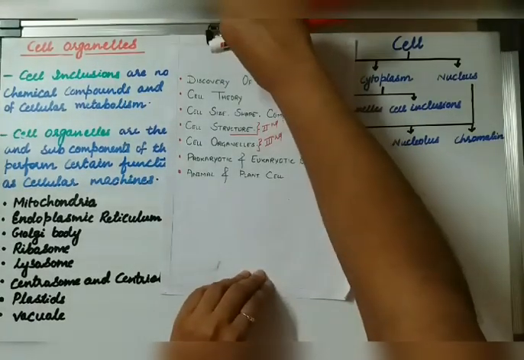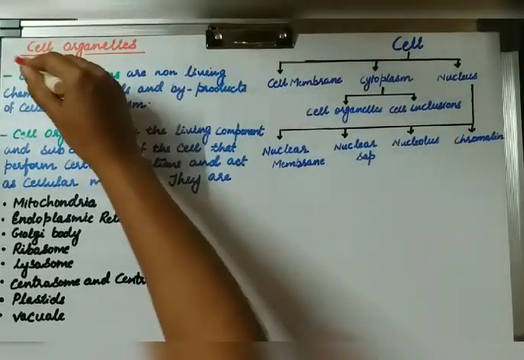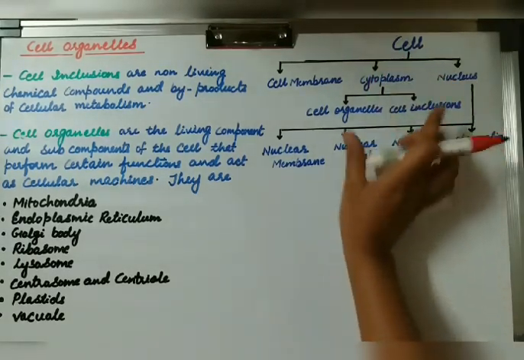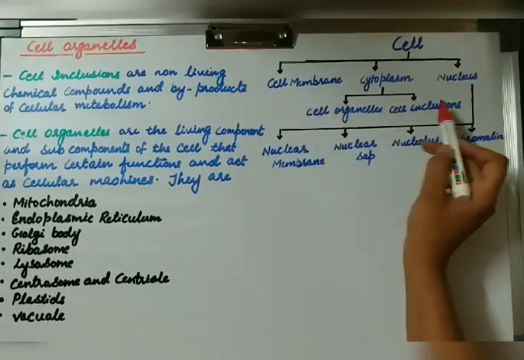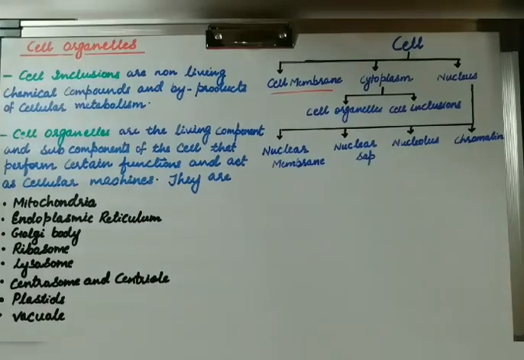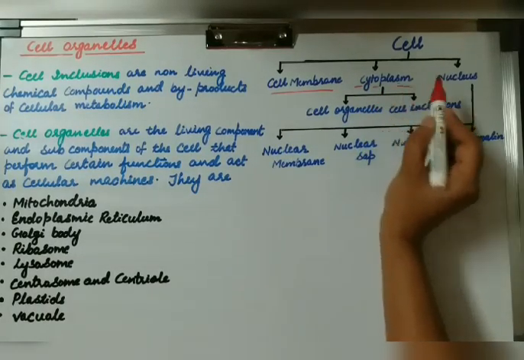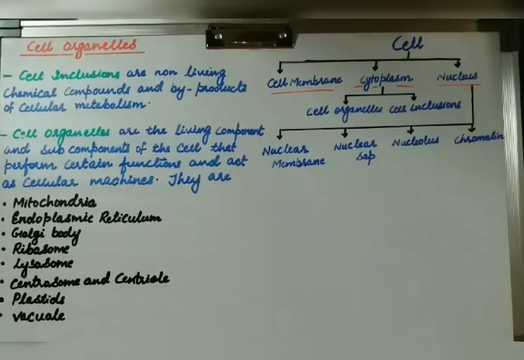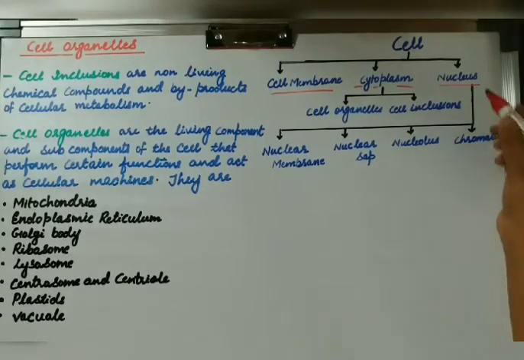Let's move to our today's topic, that is our cell organelles. Before coming to the main topic, cell organelles, let's have a quick review of the basic cell structure that I have taught you in my previous video. So the basic cell structure is basically divided into three: the cell membrane, the outer covering; the cytoplasm, the jelly-like fluid; and the nucleus, the chief controlling unit. We have already learned about them in detail in my previous video.